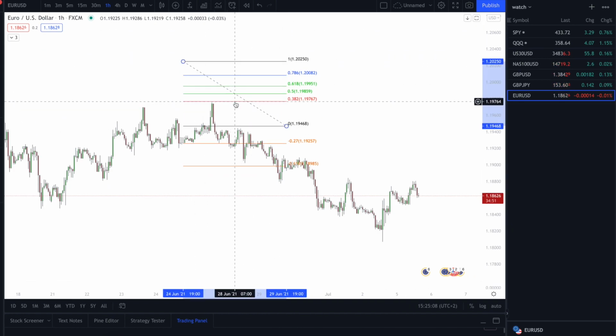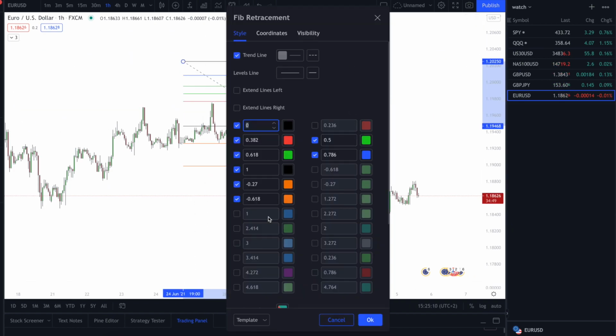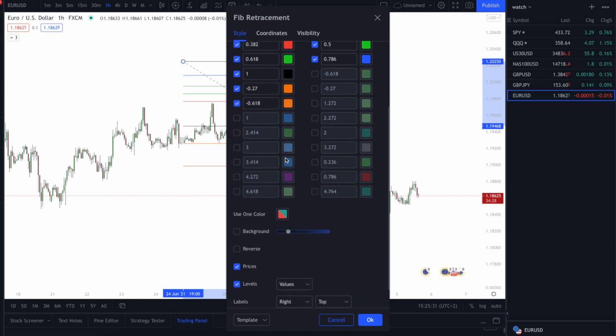So let's go into the settings and you can copy exactly my settings. So we have the 0, the 0.382, the 0.618, the 1, minus 0.27, minus 0.618. These two are your take profits. Then we have the 0.5 and the 0.786. Now I'll explain to you what every level does. So yeah, just copy this.